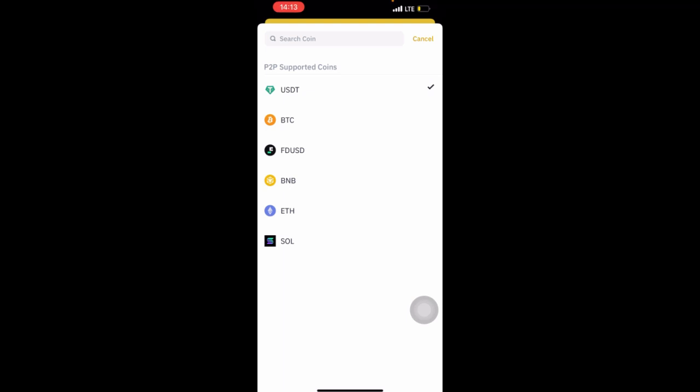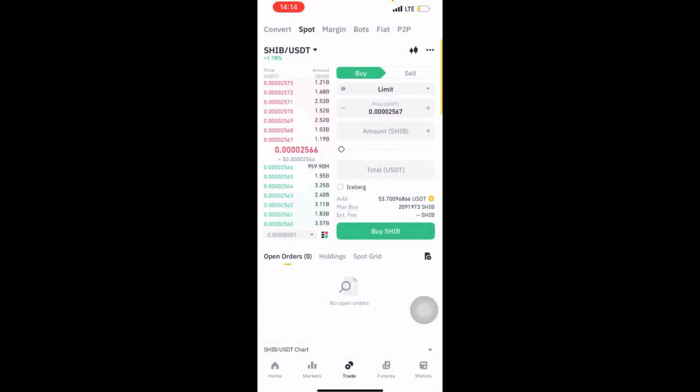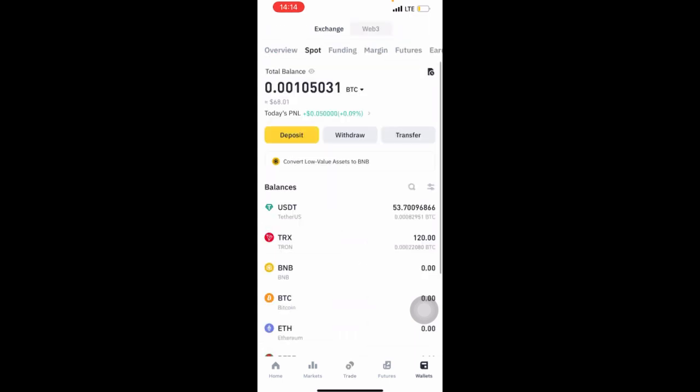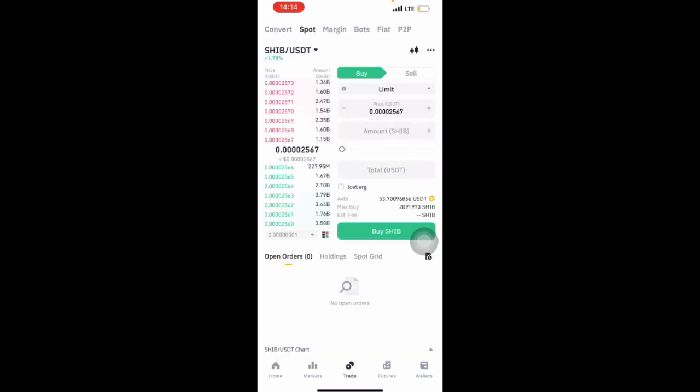BTC, FDUSD, BNB, Ethereum, and Solana. So let's assume you have TRX, you have Pepecoin, you have those kind of things. This is how you do it. You go to your wallet and you see that right now I have TRX, I have 120 TRX in my account. So this is how I'll do it. I'll go home and choose trade and go to convert.